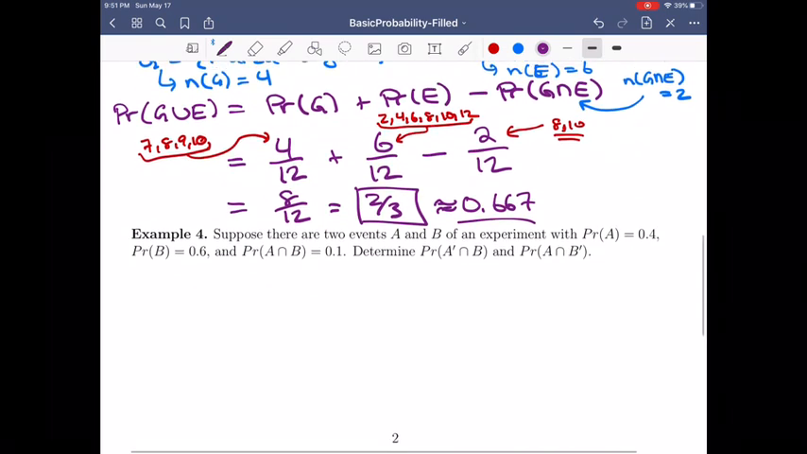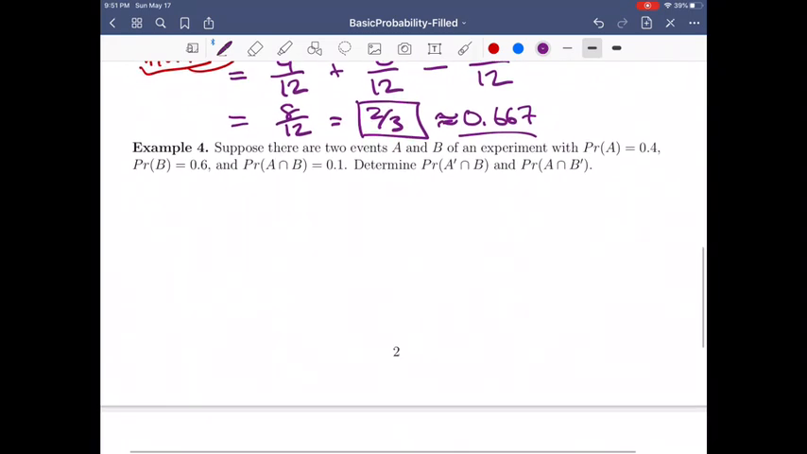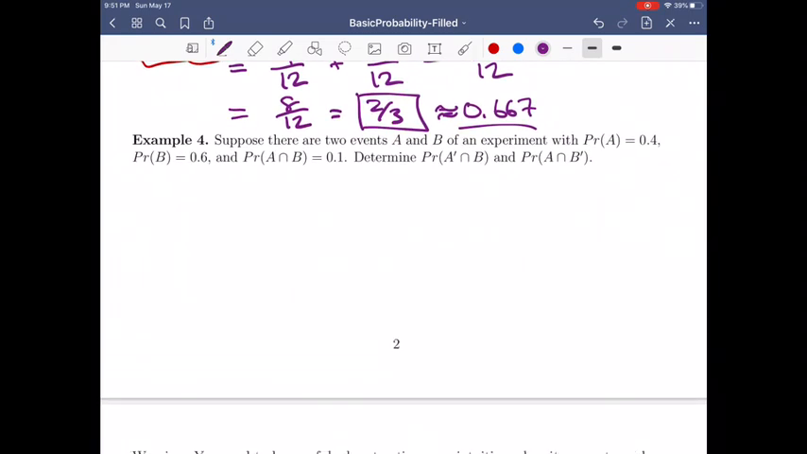So let's do another one. Suppose there's 2 events A and B of some experiment, and we know some stuff about the probabilities. We know the probability of A is 0.4, the probability of B is 0.6, and the probability of A intersect B is 0.1. What if we wanted to determine the probability of these sets? A complement intersect B and A intersect B complement.